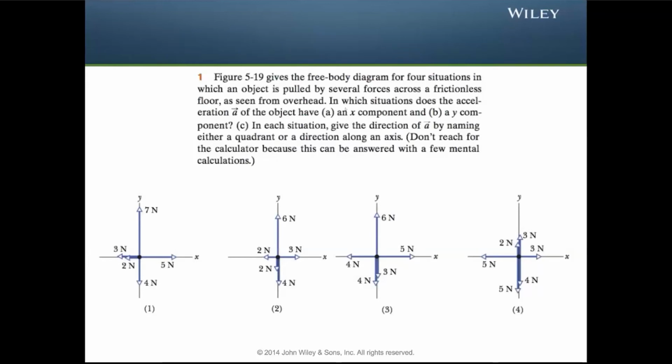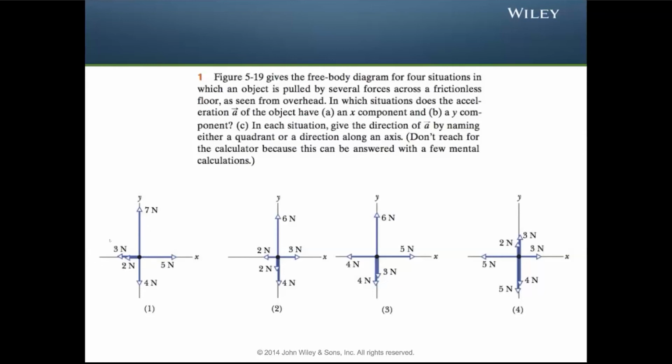It's asking, in each situation, does the acceleration a of the object have an x component? Does it have a y component? In each situation, give the direction of the acceleration by naming the quadrant or the direction along the axis. Again, we can look at these pretty easily. You don't need paper and pen and a calculator and all this stuff.